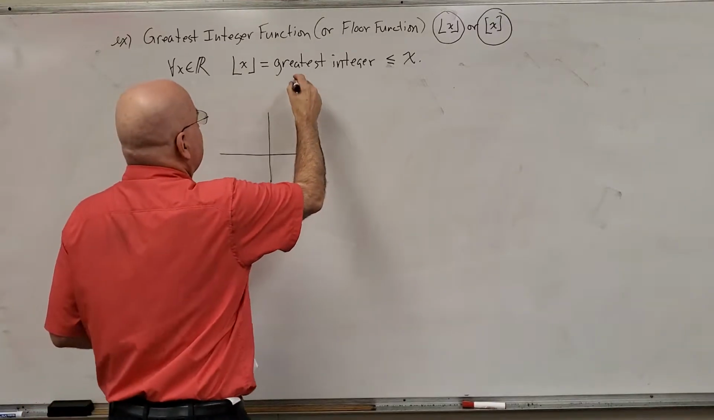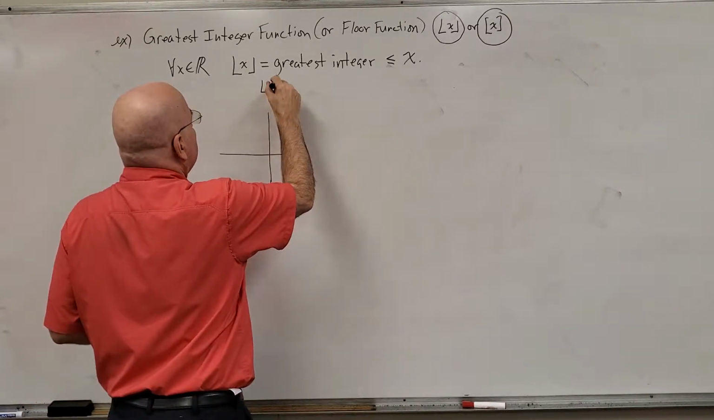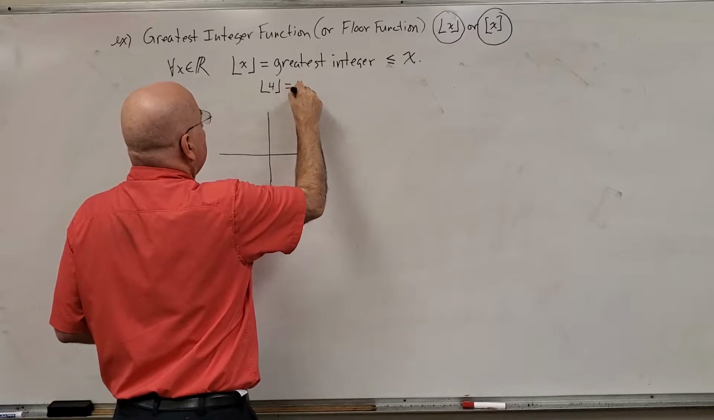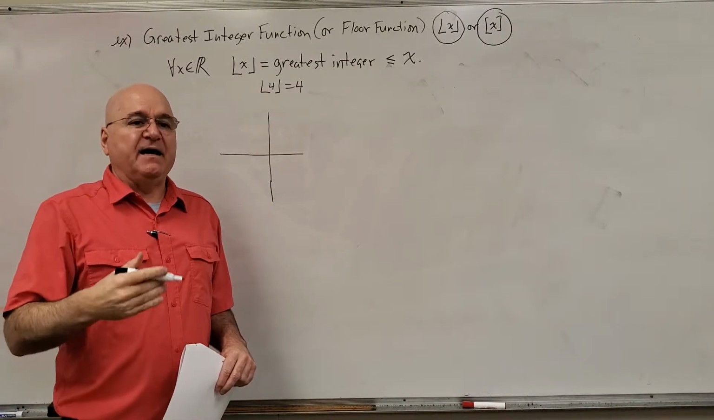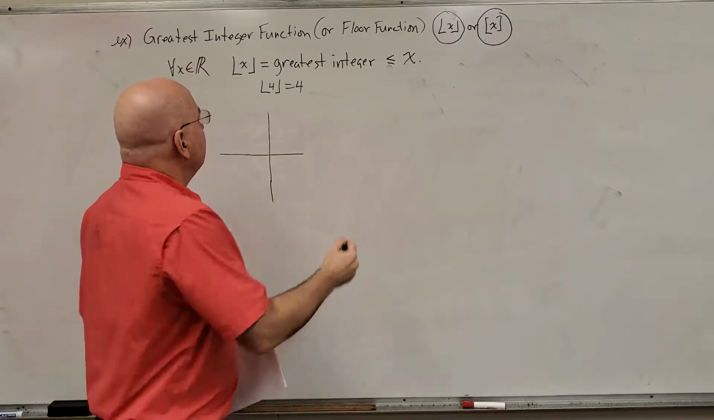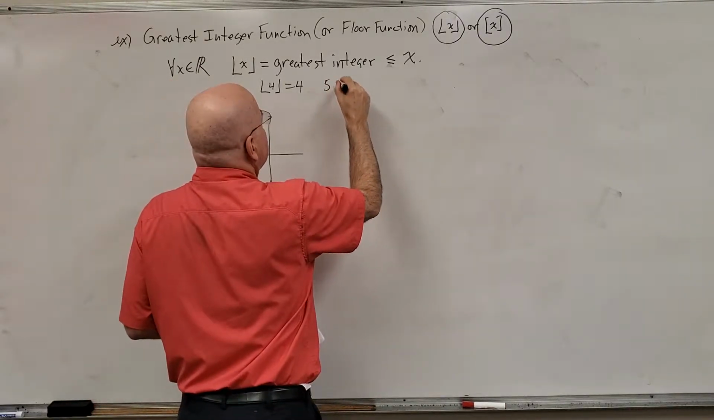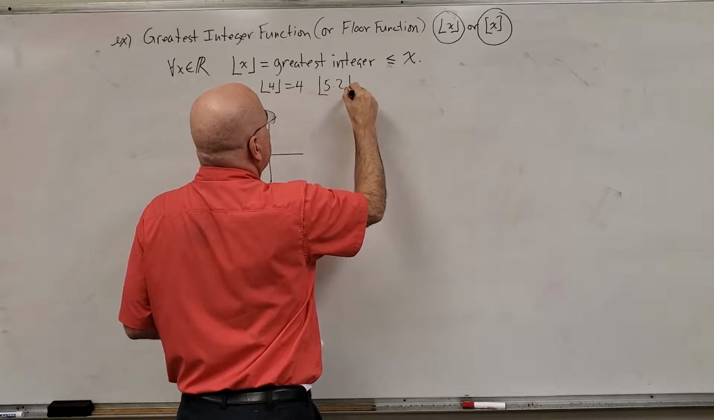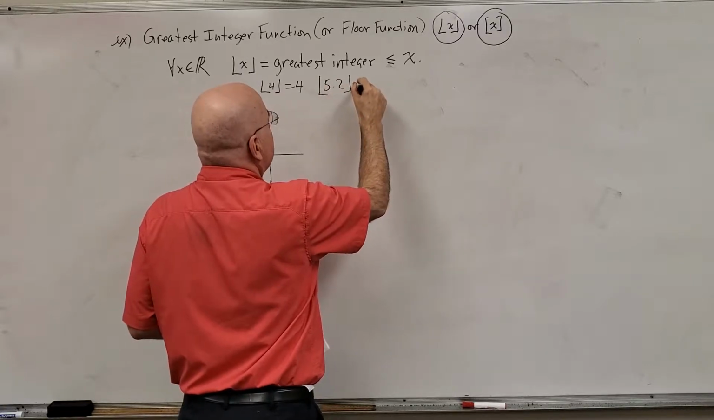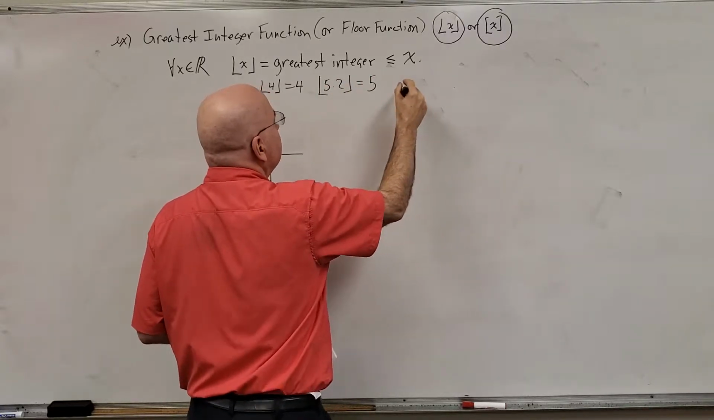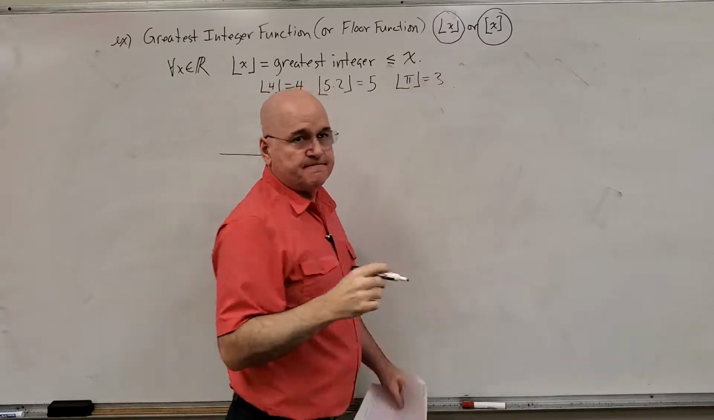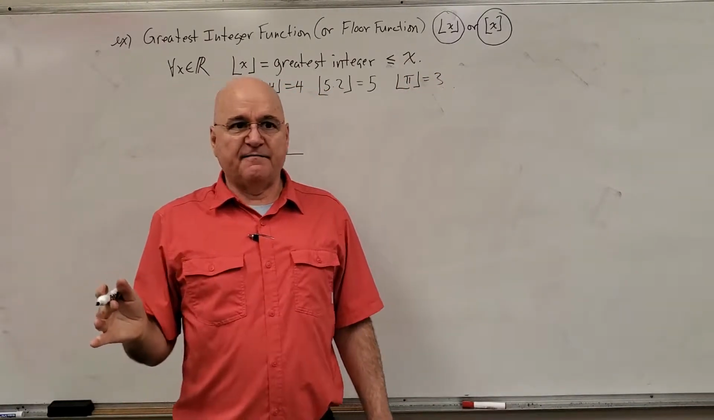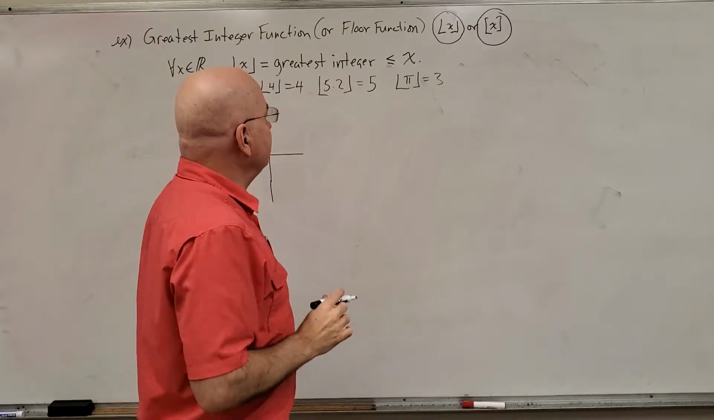So obviously for any integer, it's just equal to that number. For any other number, for example, 5.2, the greatest integer less than or equal to that is 5. The floor of pi would be 3. So you basically cut off the decimal points, truncate them.